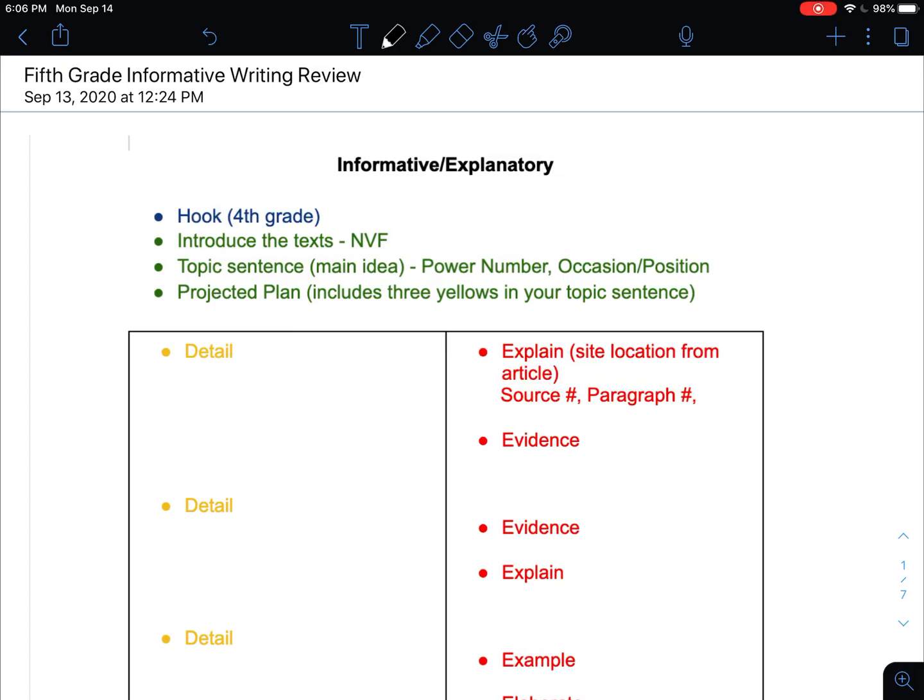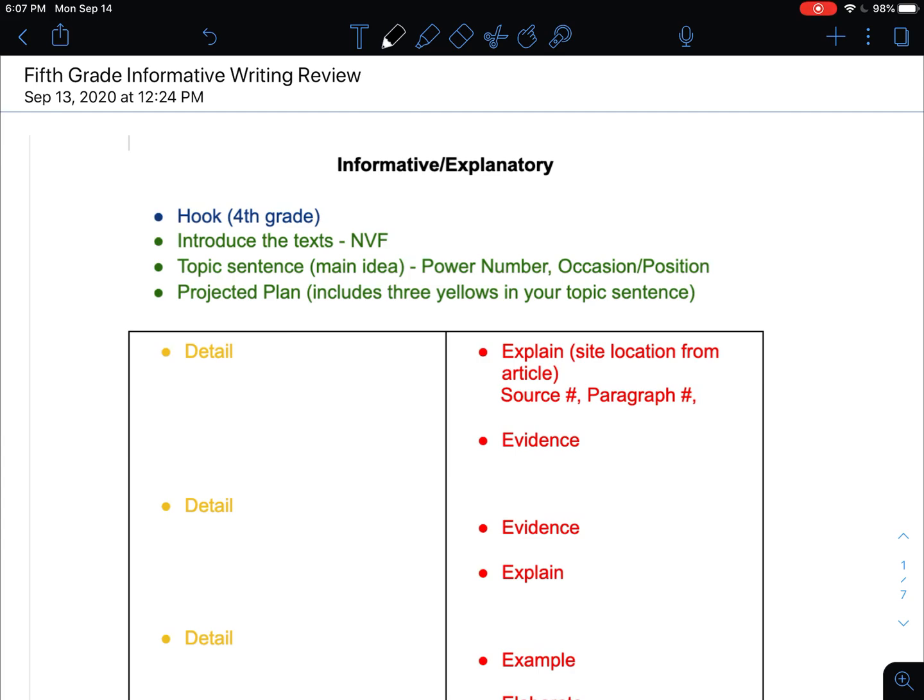Okay, fifth graders. Yesterday we worked on writing part of our introduction with writing an NVF and a topic sentence, and specifically an occasion position topic sentence. Today we're going to finish practice writing our introductory paragraph, but we're going to talk about the power number option in the topic sentence. And then also we're going to be adding our projected plan, which is our 3 yellows.